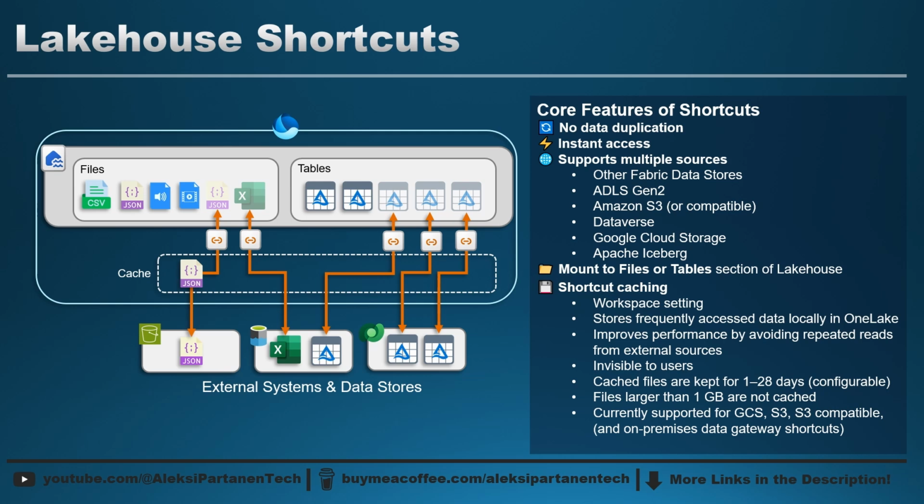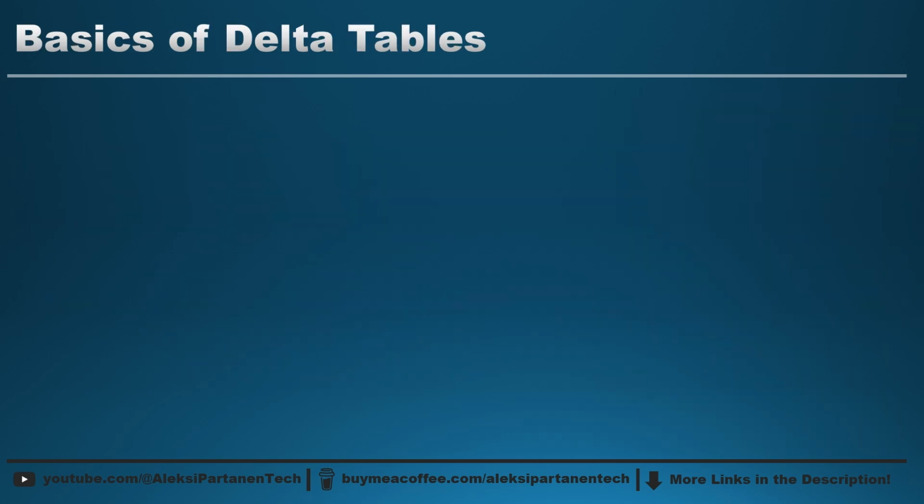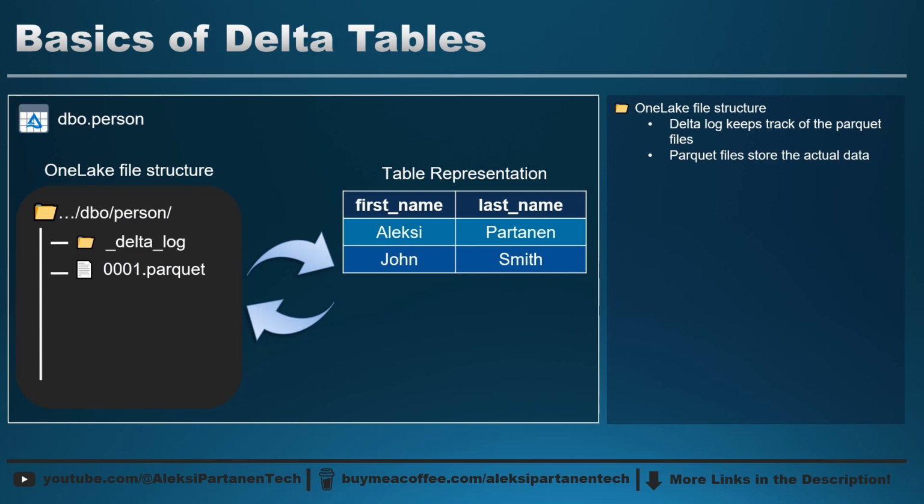Next, let's cover the basics of delta tables, since they are good to understand in order to understand optimization and maintenance topics that we are going to cover next. In this example, we have a delta table called person, and it's in the DBO schema of our Lakehouse. Even though this table looks like a traditional database table when using and interacting with it, it is actually Parquet files in a folder under the hood that store data in a columnar format. Then we have a delta log that keeps track of those files.